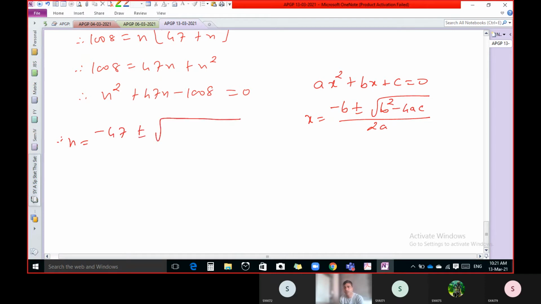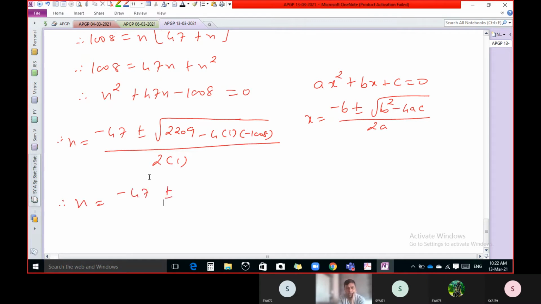Okay, tell me the square of 47. 2,209. Minus 4 into a. What is a? 1. And c is minus 1008, upon 2 into 1. Let us do this calculation.